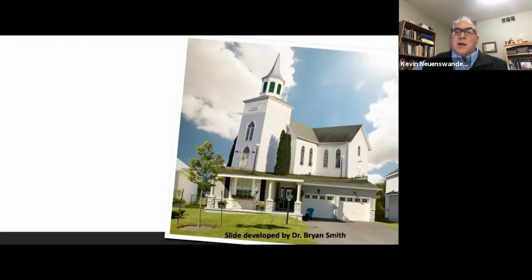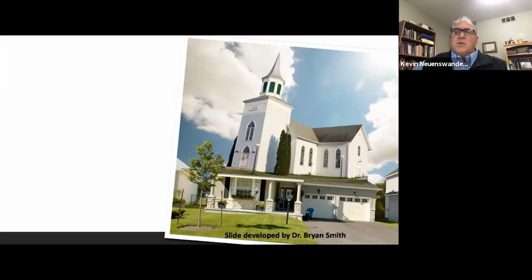So many Christian educators think about reality in terms of a two-story worldview. And again, this slide was developed by Dr. Brian Smith at BJU Press. As you can see, there's a church on top and a home on the bottom. So it's a two-story view.